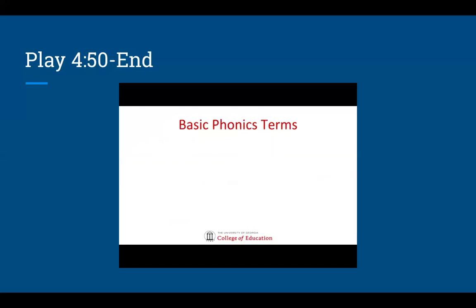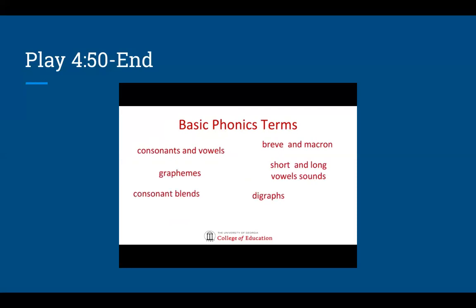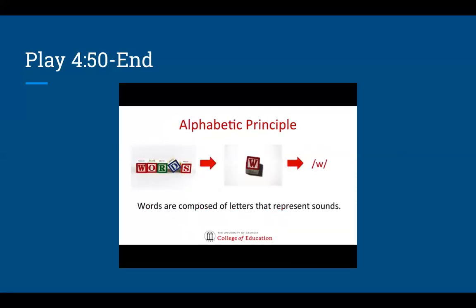Some basic phonics terms include consonants and vowels, breve and macron, which indicate short and long vowel sounds, graphemes, digraphs, consonant blends, and diphthongs. When teachers combine phonological awareness with letter instruction, phonics, students will understand the alphabetic principle. For more information on what phonics is, be sure to check out the phonics module that is part of this series.